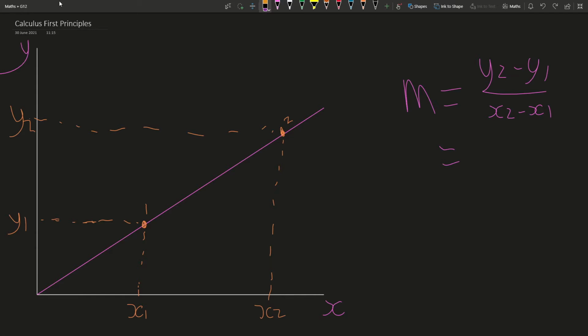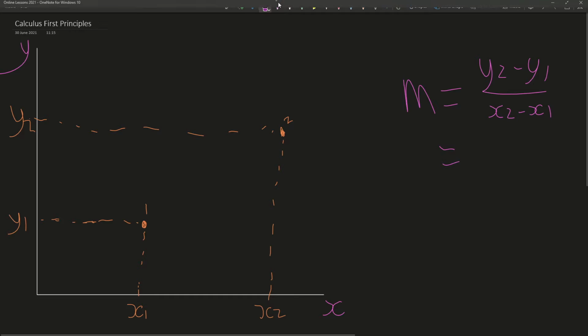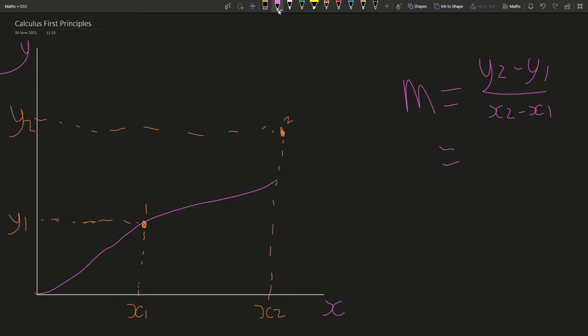But let's say this line is no longer straight. Let's say that this line is now a curvy line, and we want to find the gradient of the curvy line. Well, we're going to find a different sort of answer, because the gradient, how steep it is, changes as the line moves. So we can't just use this formula anymore, because we want to get some sort of answer that's going to be in terms of x.